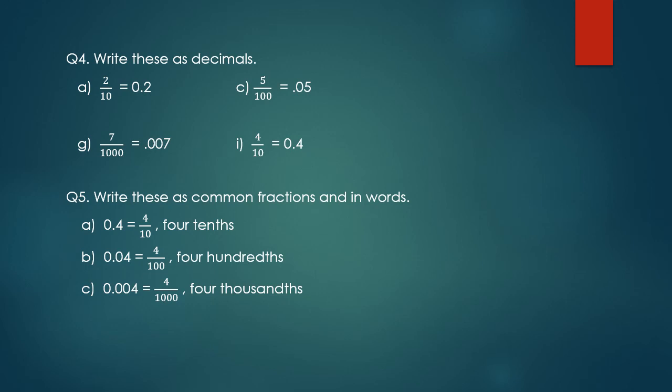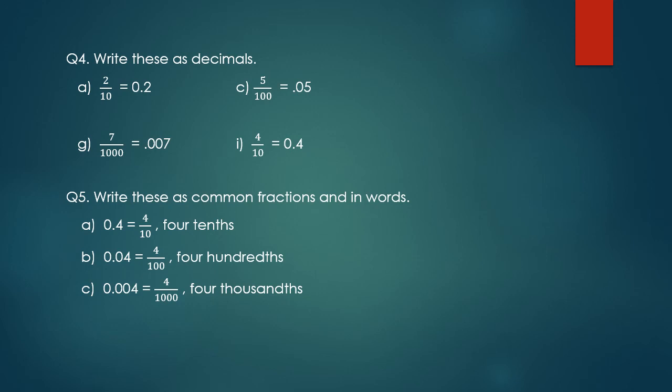See, we are having 3 digits after the point. So we have to write 3 zeros in the denominator. So in fractional form, we'll write it as 4 upon 1000, and 4 upon 1000 in words can be written as 4 thousandths.